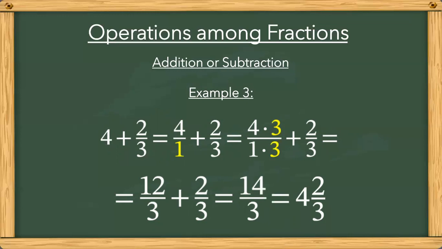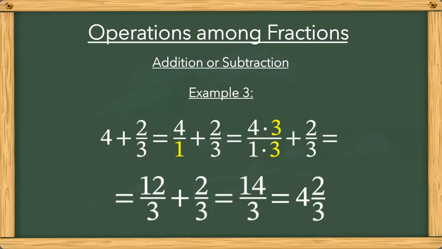Now we check if 3 can be divided by 1, of course it can. So 3 is the least common multiple of 1 and 3. So we need to have 3 in both denominators, and we multiply the numerator and the denominator of the first fraction by 3. Okay, and we get 3 in both denominators of the fractions. So we add the numerators and we get 14 above 3.